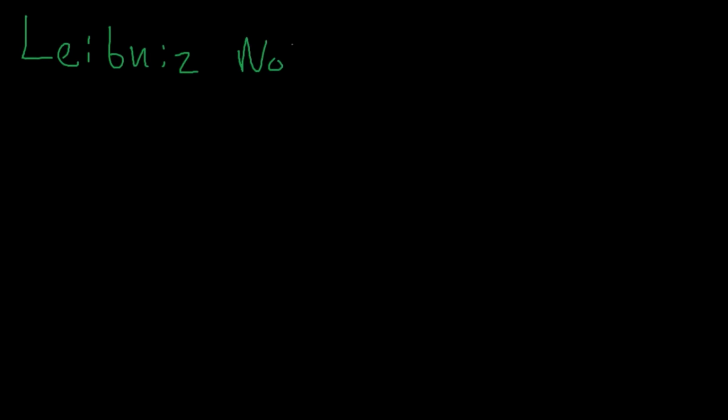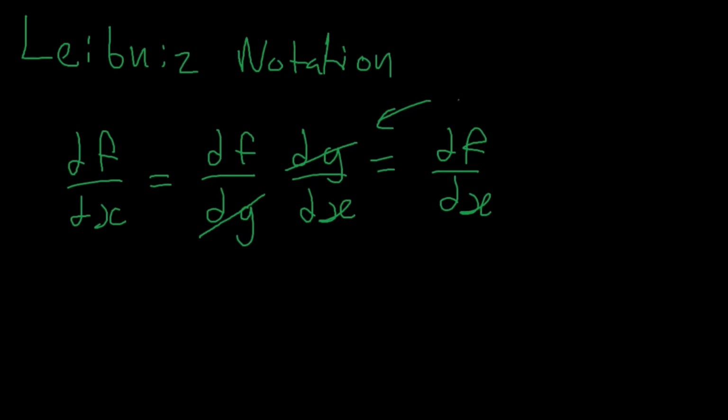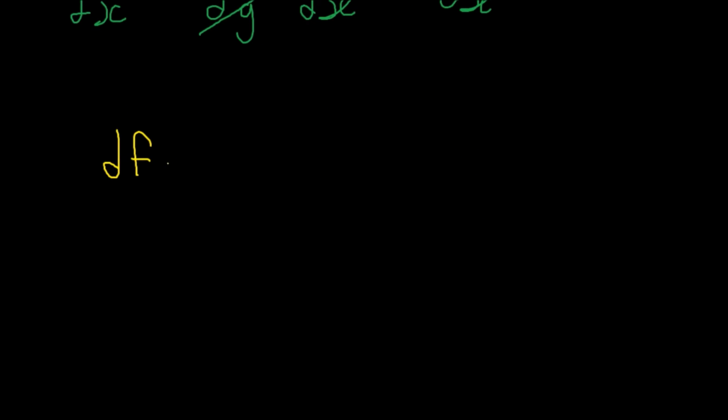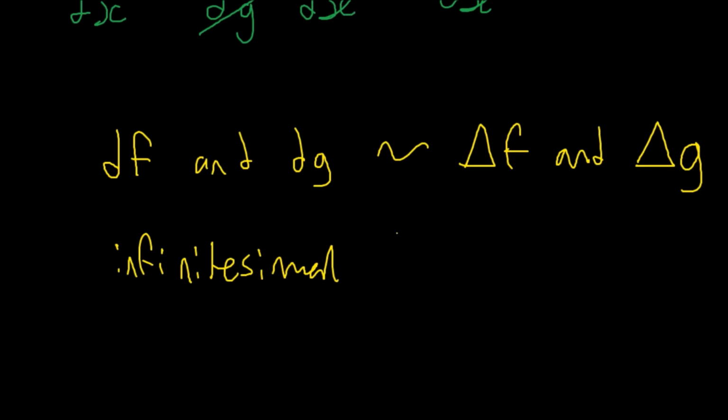We're going to look at the fractions here. df by dx equals dg by dx times df by dg. dg on top and dg on the bottom cancel out, it looks. This isn't technically rigorous, but it will help you remember. It's worth noting that in Leibniz notation, dg and df are infinitesimal changes in the functions, just like how delta f and delta g are the change in f and g respectively without being infinitesimally small. Now, there's a whole lot of problems with df and dg, and they actually ended up being resolved in the 20th century, but I'm not going to get into that.